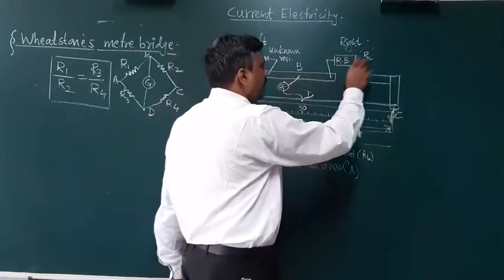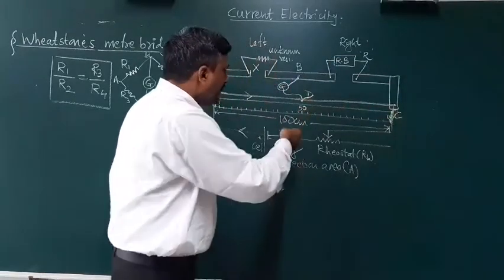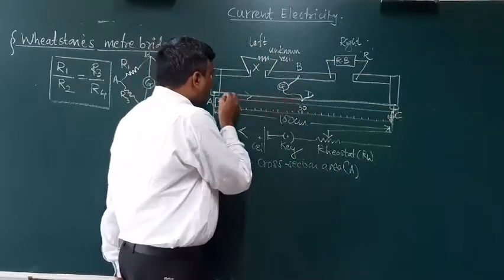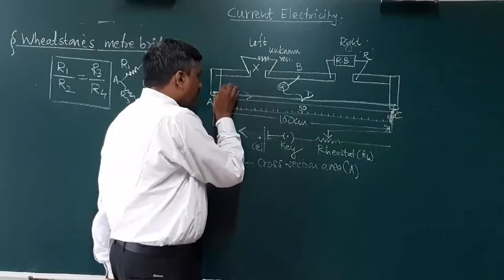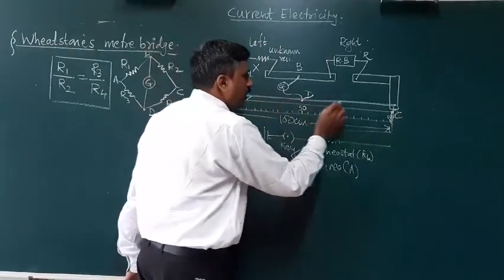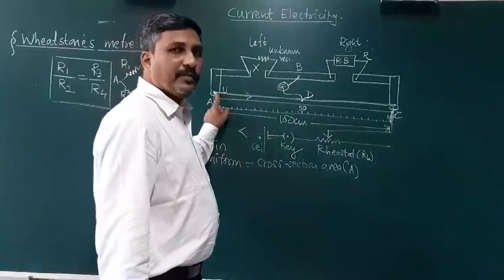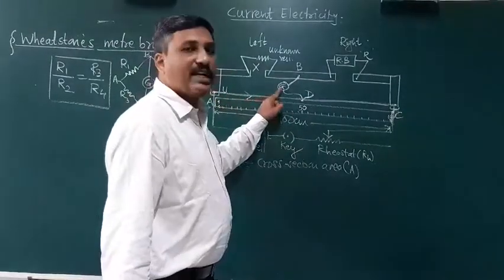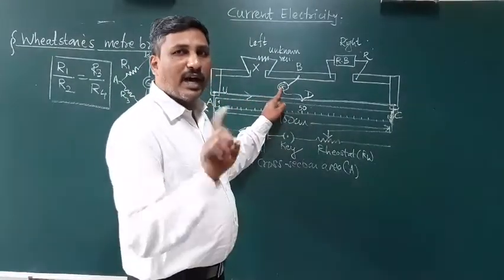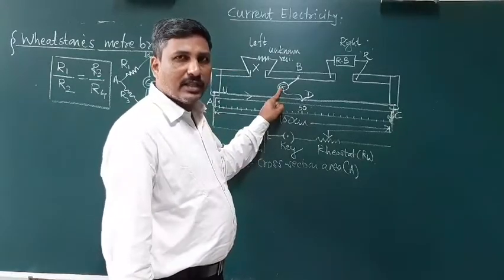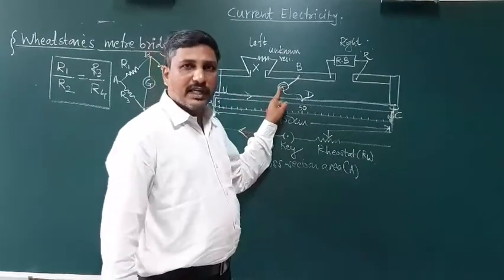Then the current will start to flow, and we slide this jockey from this point up to the end point. We can get zero deflection inside the galvanometer. Why are we getting the zero deflection, or what is the meaning of zero deflection?